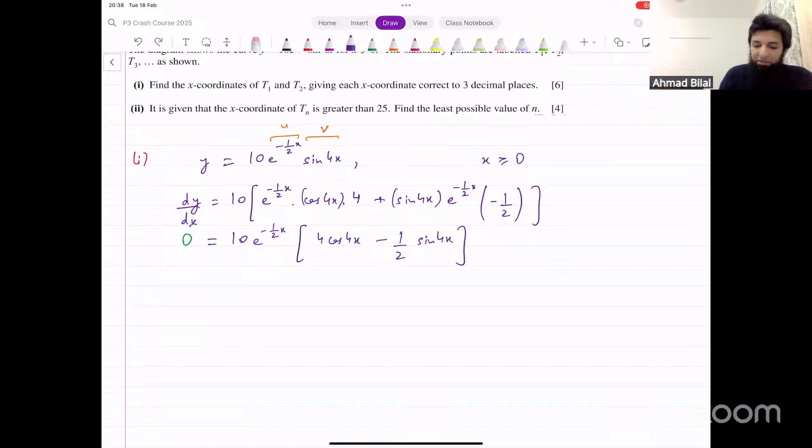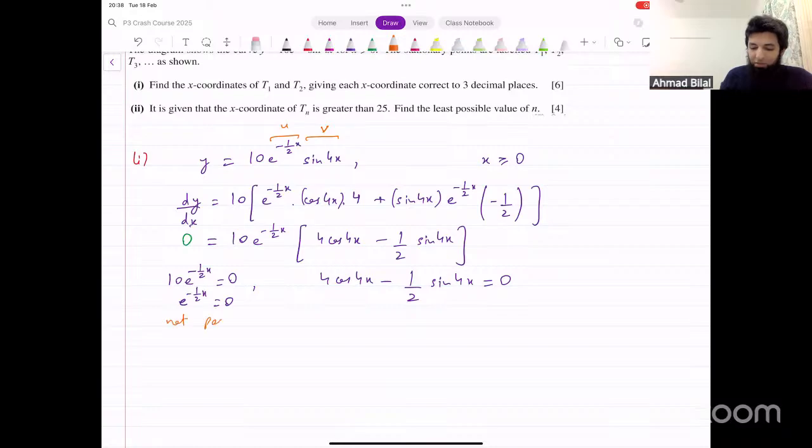What that means is either the first thing is equal to 0, 10 e raised to power minus half x, either that should equal 0, or 4 cos 4x minus half sine 4x should equal 0. Now, what do we get from this? Nothing, because we get e power minus half x equal to 0. And then if you try taking log from this, you cannot take log of 0. So this is not possible. You don't get anything from this.